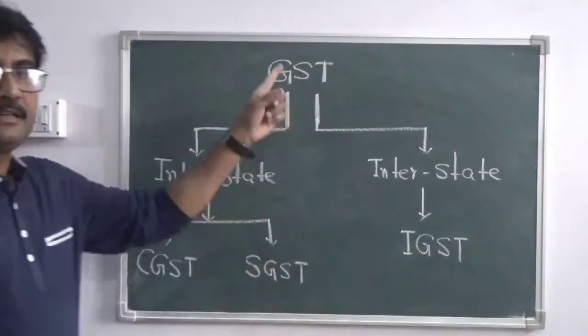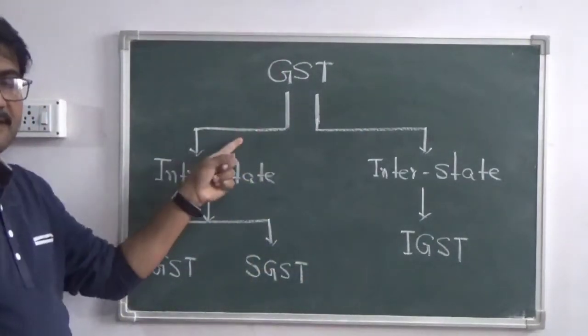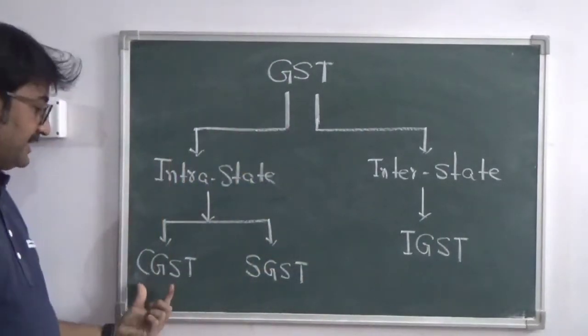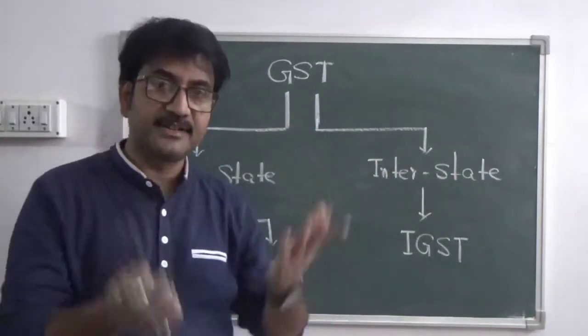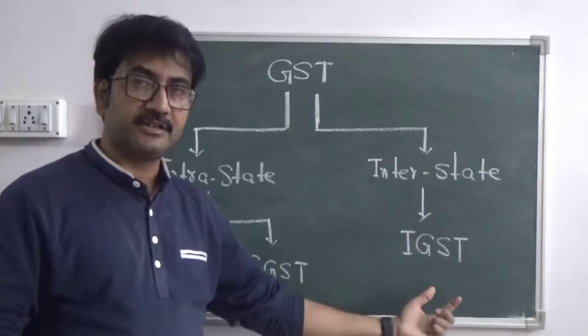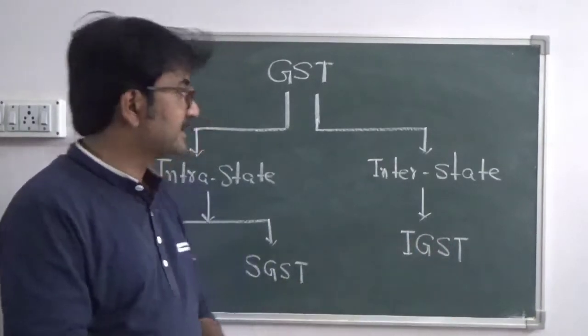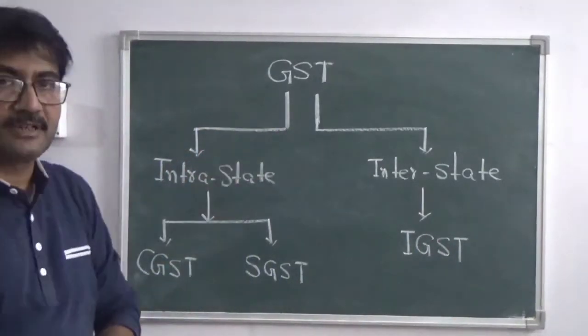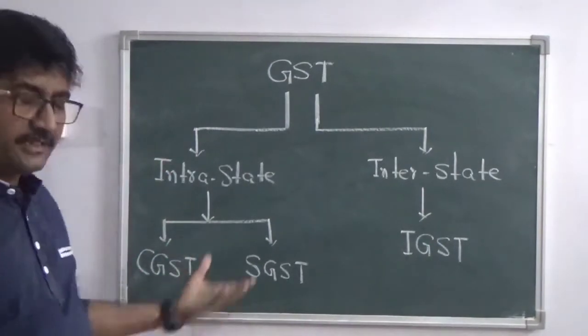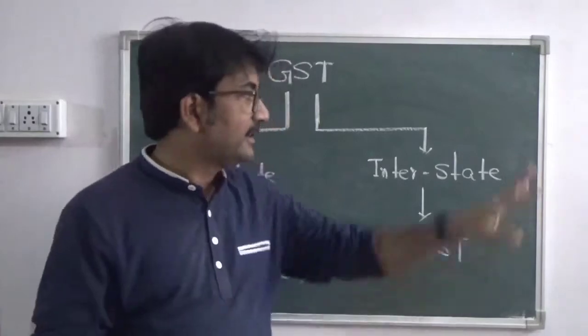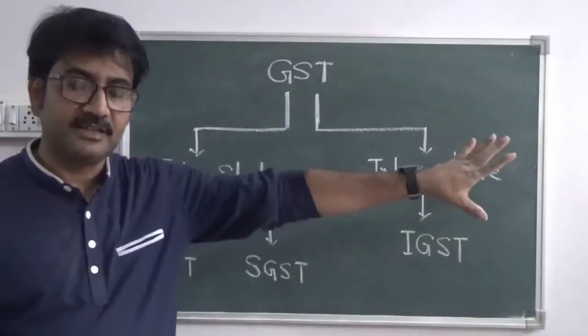So if GST is intrastate, that is within the same state, CGST and SGST. If it is interstate, different states, that is IGST. So this is how the GST is distributed. So when it is intrastate, it is CGST and SGST both, and in this case it is only IGST. So please have a look.